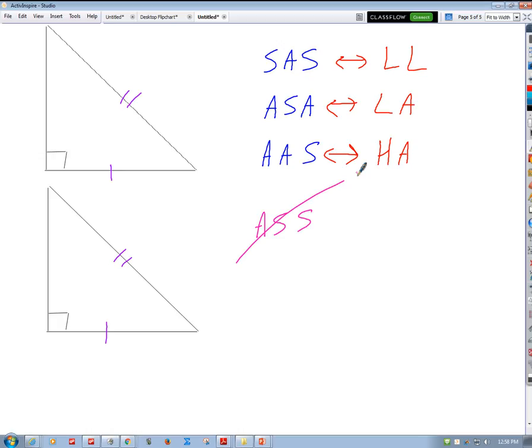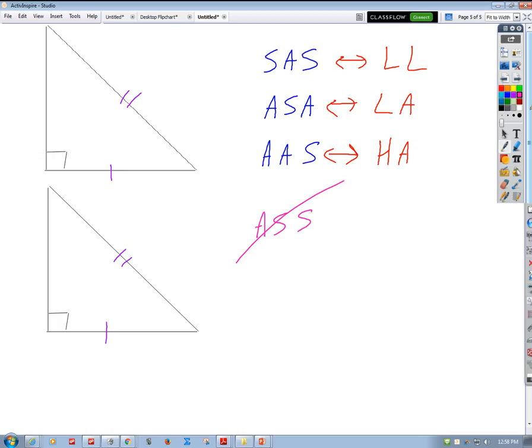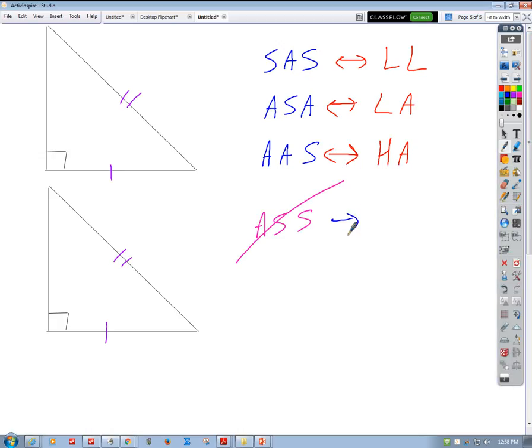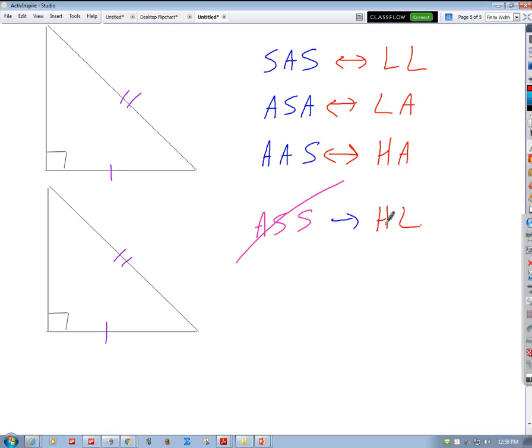But my point is, this one does not work for a non-right triangle, but it works for a right triangle. That's what's interesting about this. So this one actually does become HL, hypotenuse leg, which is a legitimate, very sneaky, relationship. That one becomes HL. Okay, so does that make sense? Does everybody get that? This is one that normally wouldn't work, right? That's one of our forbidden ones. That does work for a right triangle, okay?